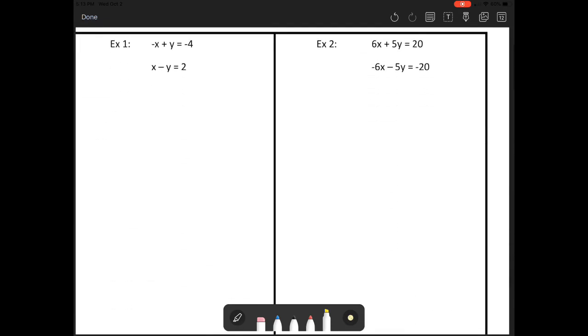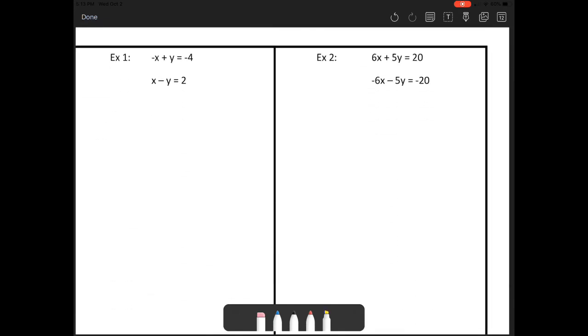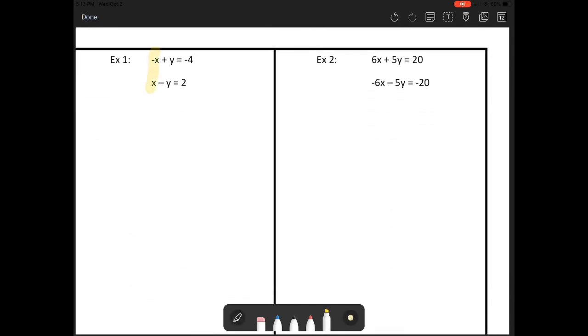So now we're going to move on to the next one. So our next one looks really easy. It already has opposites here and here. So now we're just going to solve since it already is there. So if I add these together, that's going to cancel and that's going to cancel, which is going to give me 0 on this side. When I add those two together, negative 4 and 2, I end up with negative 2.